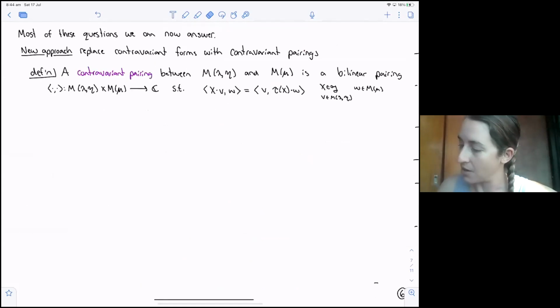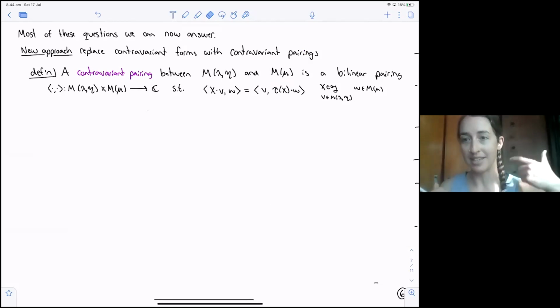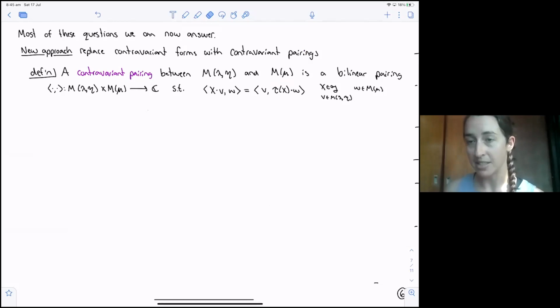And this is going to allow us to define a bunch of co-standard objects. And so here's how it works. A contravariant pairing is almost the same thing as a contravariant form, except a contravariant form was a pairing between a standard Whittaker module and itself. So it was a bilinear form on one vector space. And a contravariant pairing is now going to be a pairing between two different vector spaces. So it's going to be a pairing between a standard Whittaker module and a Verma module.